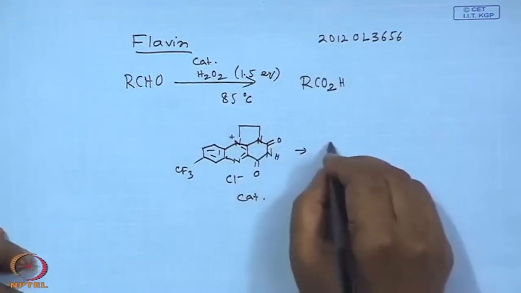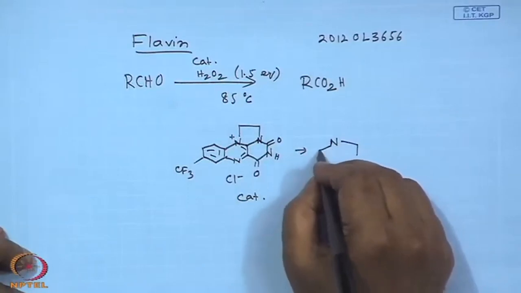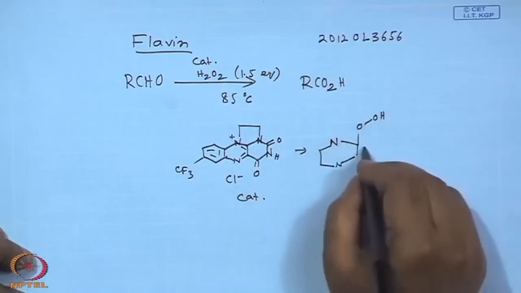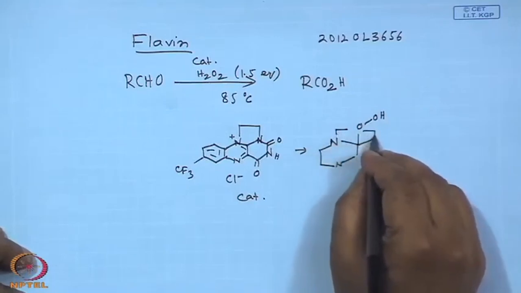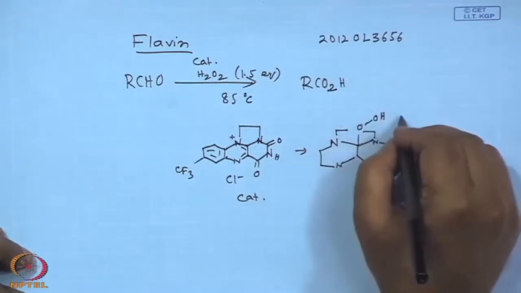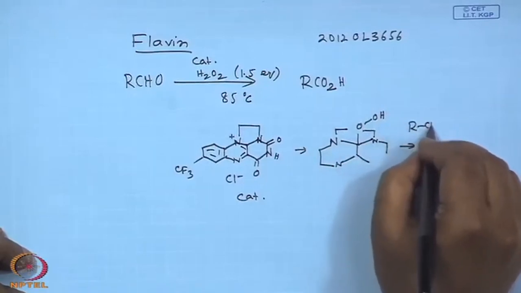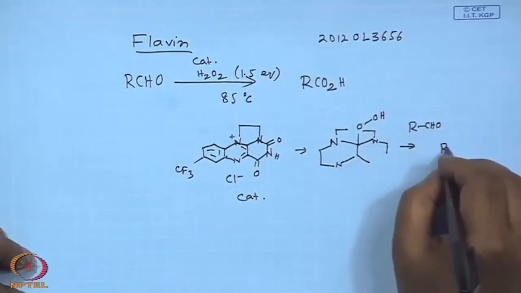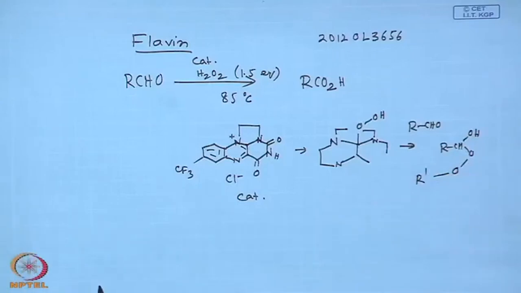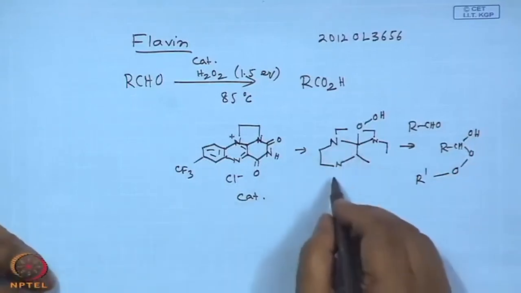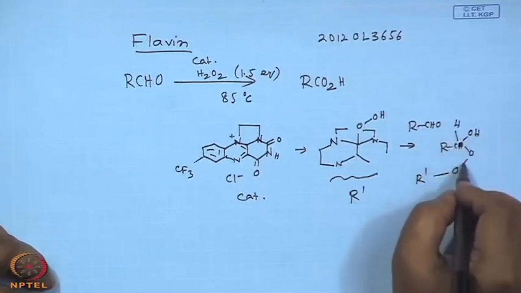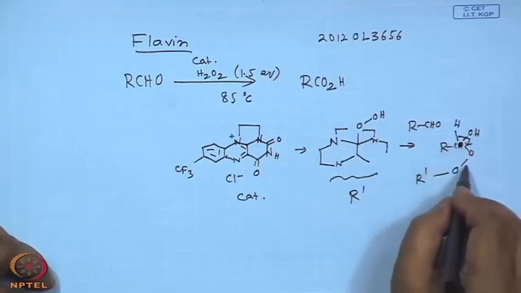And what is the intermediate? I will just write only the partial structure. Hydrogen peroxide undergoes nucleophilic addition first to get this hydroperoxide. Now this hydroperoxide reacts with the aldehyde to form a hemiacetal. So hydrogen peroxide and let us say R prime, that means this portion is R prime. All of us know that peroxy linkages are weak linkages, so it removes this.